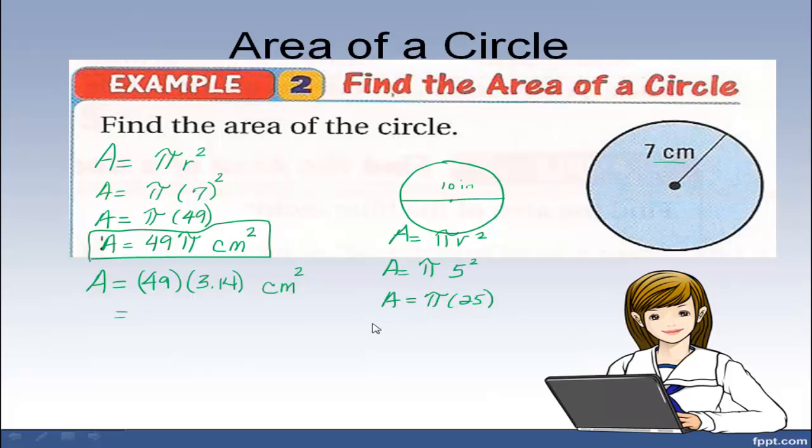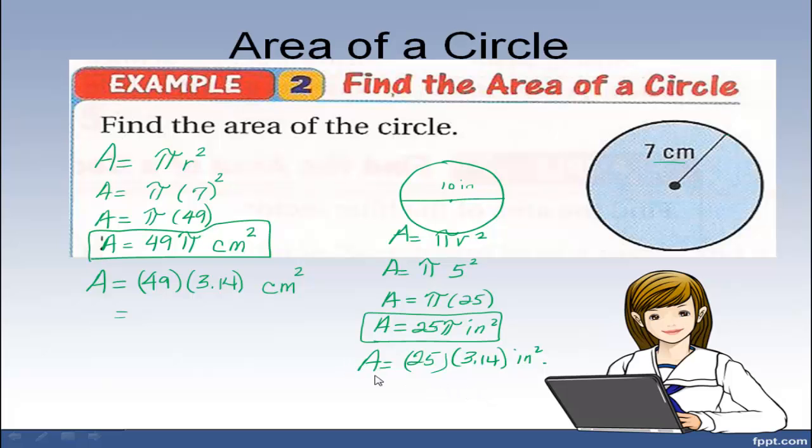And remember, we write our number in front and the pi symbol at the end, and this would be squared inches. And again, if they want you to leave it expressed as pi, then this is your final answer. But if they want you to round it off to the nearest tenth or nearest hundredth, then you would multiply by 3.14, okay? And you can do that in your calculator.